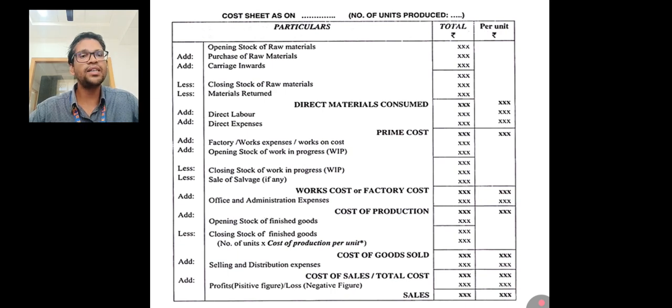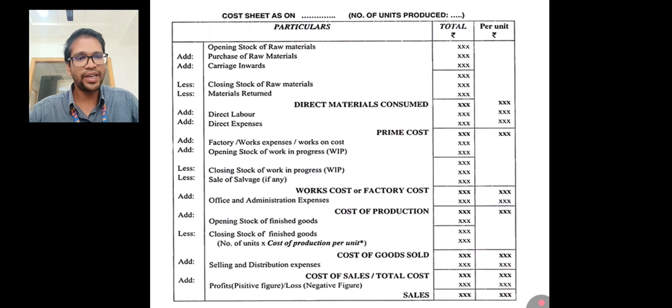Then again to the primary cost we add factory overheads, meaning the expenses to be added that are factory oriented. First is the opening stock of work in progress. Then we less the closing stock of work in progress. Then we can find out the works cost. Then office and administration overheads; we have already discussed the expenses that occur in the office. We add these things, then we can find out the cost of production.